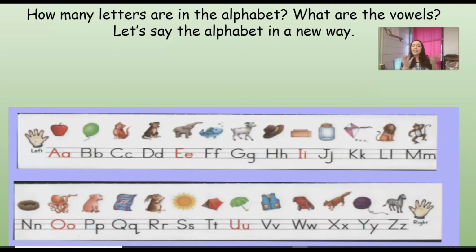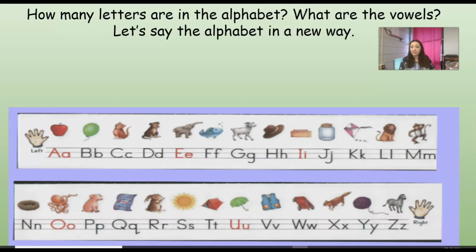Okay, so real quick, how many letters are in our alphabet? That's right, we have 26 letters. And what are the vowels? A, E, I, O, U. Very good. And vowels are special because they have a short and a long sound.